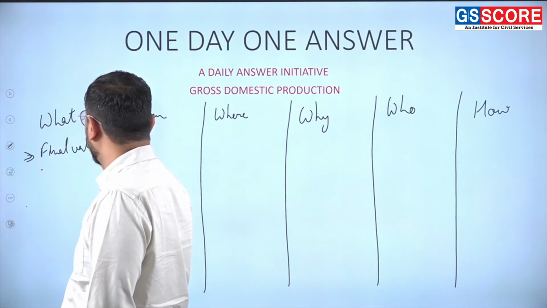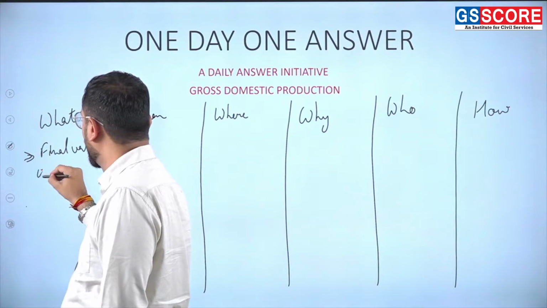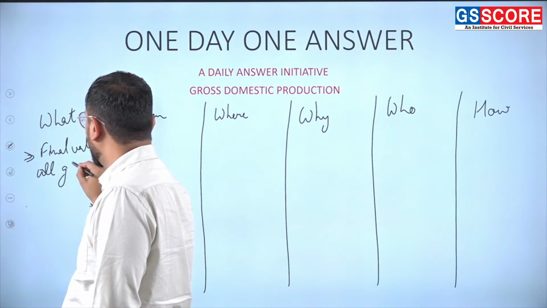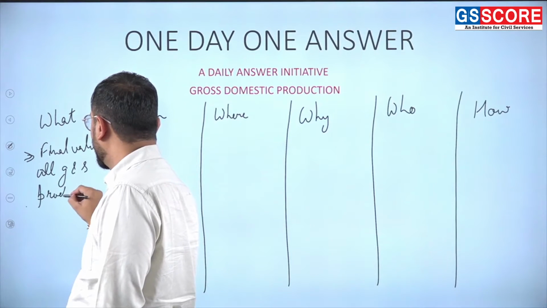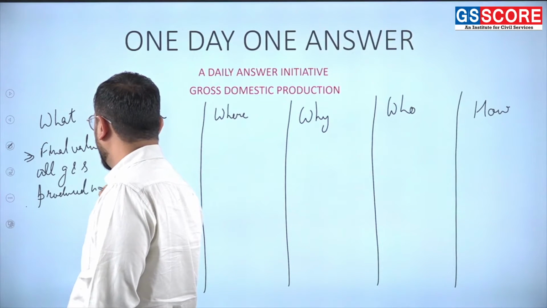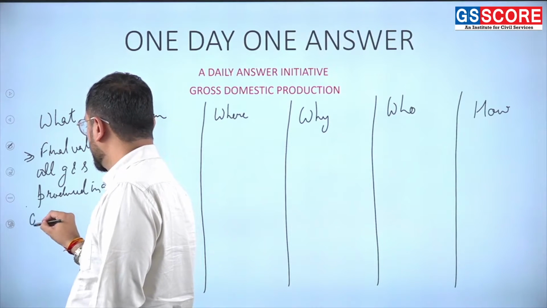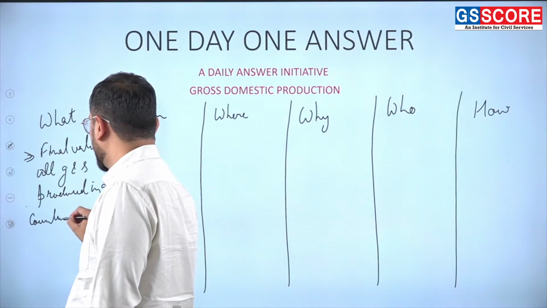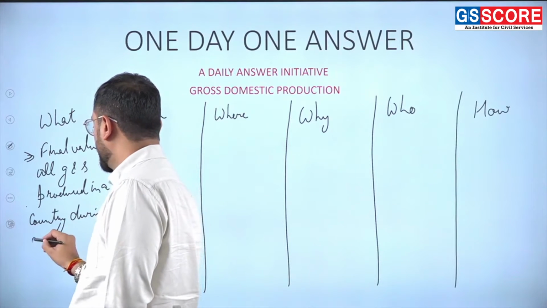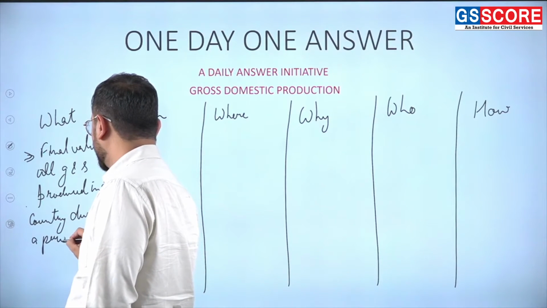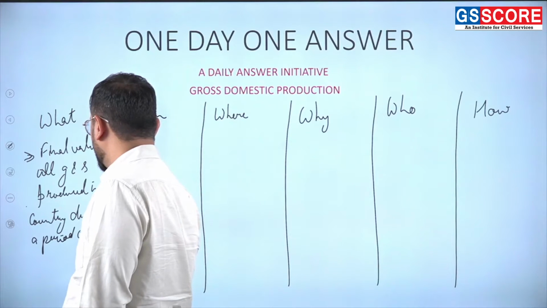Final value of all goods and services produced in a country during a period of 1 year.